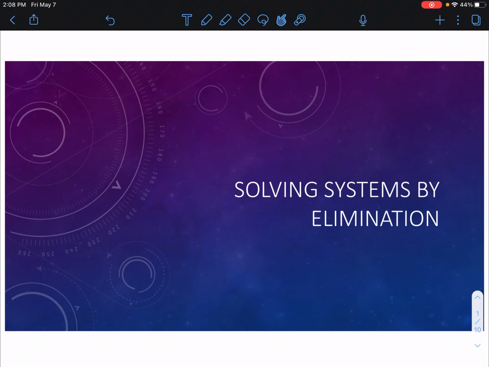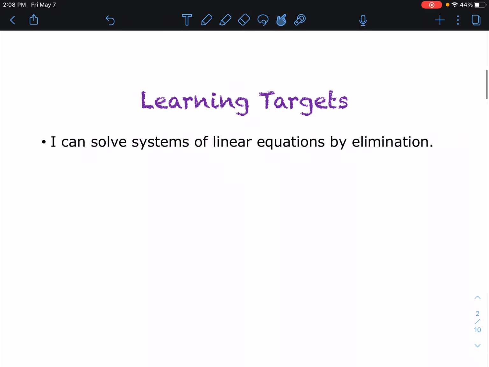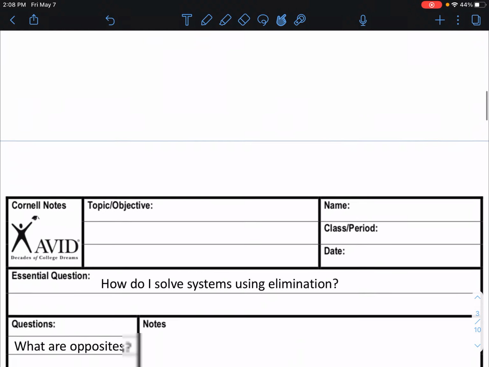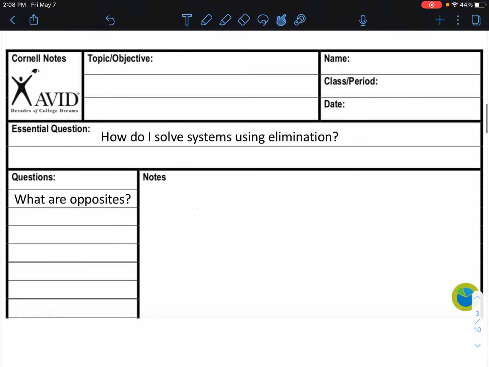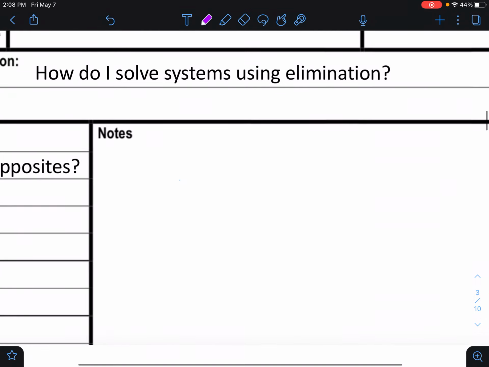Okay, so we're going to continue our systems unit by talking a little bit about elimination. All right, so that's our learning target. So how do I solve systems using elimination? Really, the first thing that we need to know is this concept of opposites. Or really, when I'm talking about opposites, I'm thinking additive inverse.